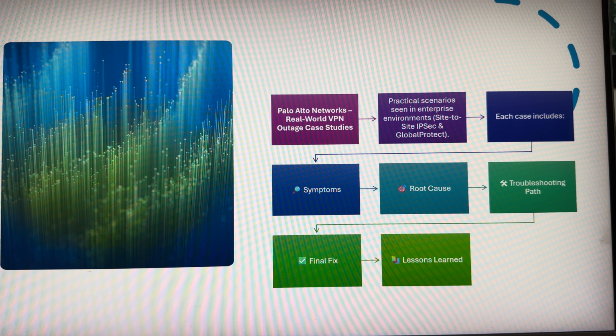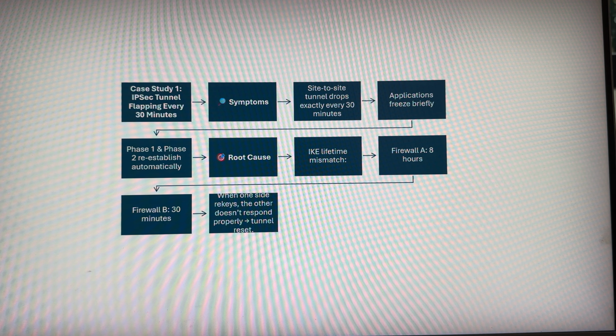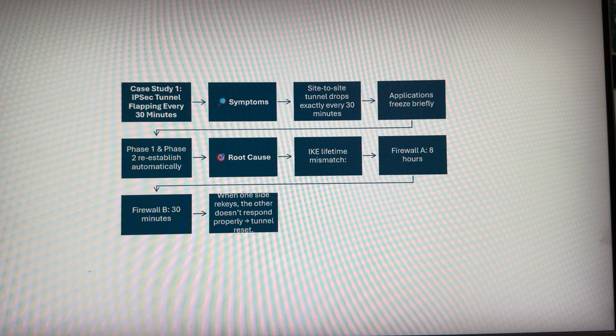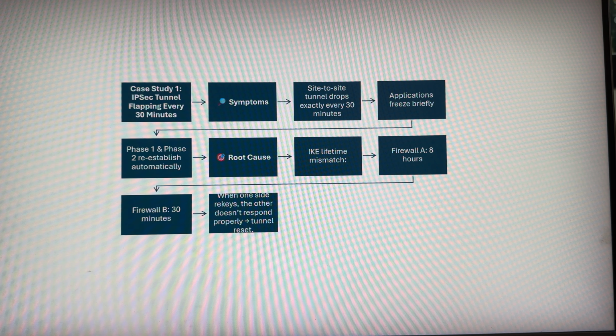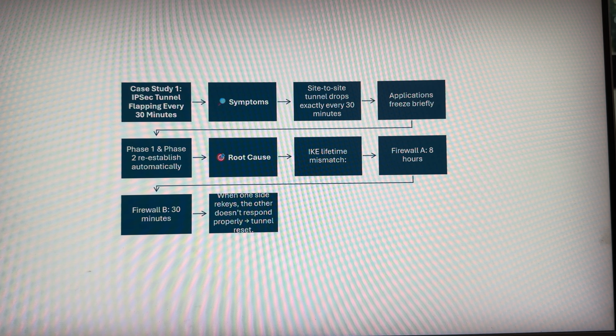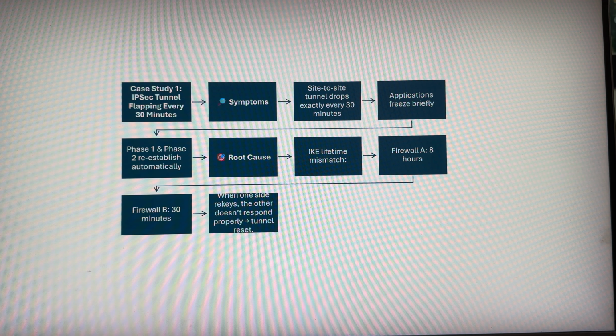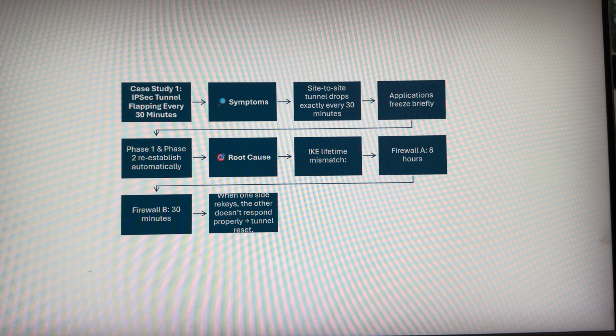Case study 1: IPsec tunnel flapping every 30 minutes. Symptoms: the site-to-site tunnel drops exactly every 30 minutes. Applications freeze briefly. Phase 1 and phase 2 reestablish automatically. Root cause: IKE lifetime mismatch. Firewall A, 8 hours. Firewall B, 30 minutes. When one side rekeys, the other doesn't respond properly and the tunnel resets.